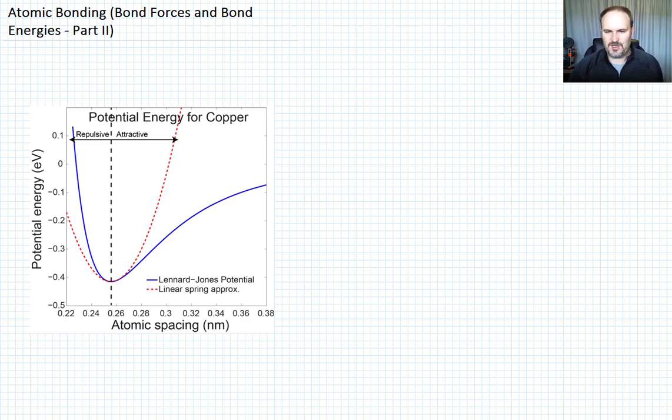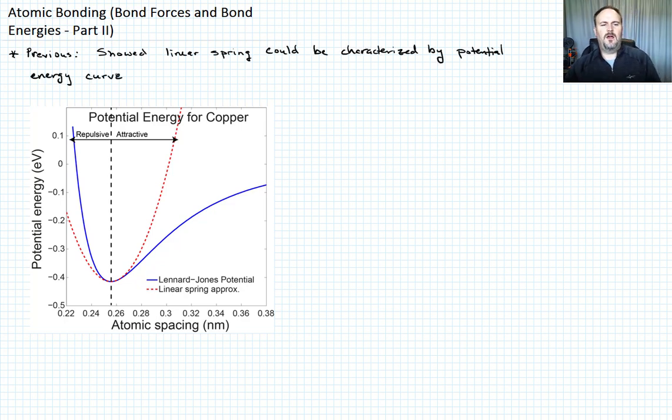That came from the previous lecture where we were looking at the comparison of a more realistic Lennard-Jones type potential compared to our linear spring approximation potential. But let me remind you a little bit about what we talked about in that previous lecture. We basically showed that a linear spring could be characterized by a potential energy curve in much the same way that an atomic bond can. So let me write that down. Previously, we showed that a linear spring could be characterized by a potential energy curve in the same way as a real atomic bond.